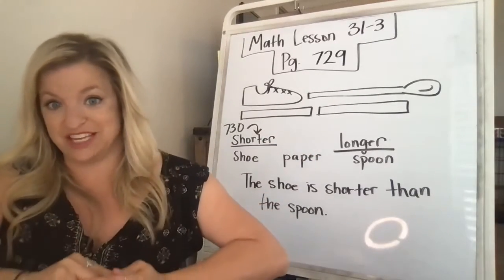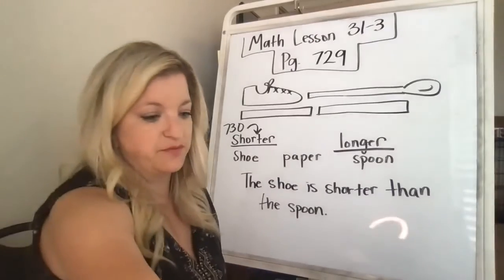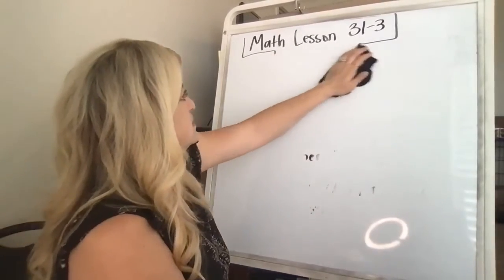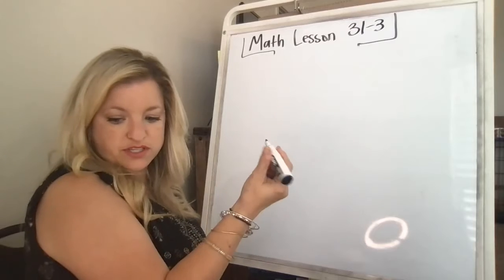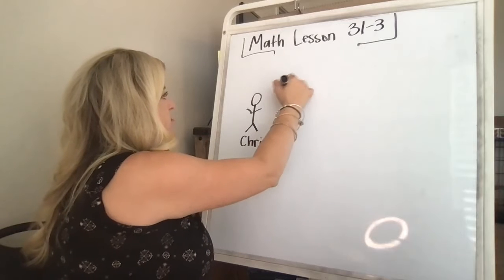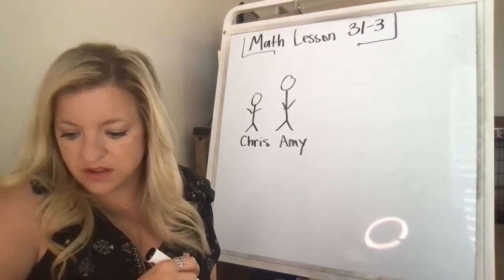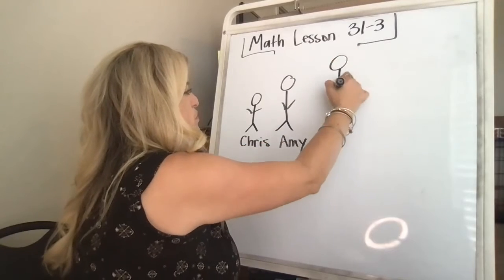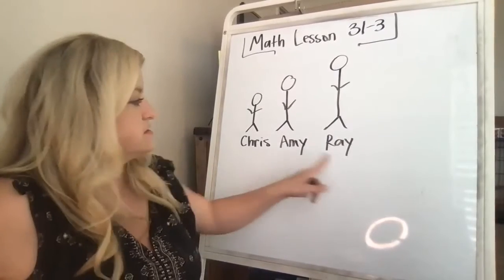Please turn the page with me to page 731. Problem number 2. Chris is shorter than Amy. Ooh, this is going to be fun. Chris is shorter than Amy. I'm going to erase that too, so we have more room. So I'm going to start drawing these. So Chris is shorter than Amy. Here's Chris. And here's Amy. Chris is shorter than Amy. Ray is taller than Amy.